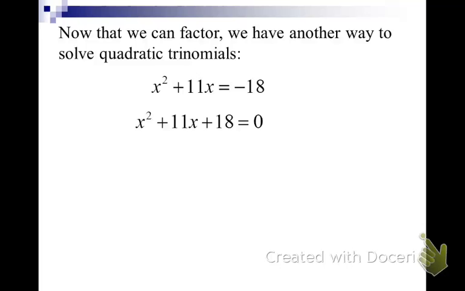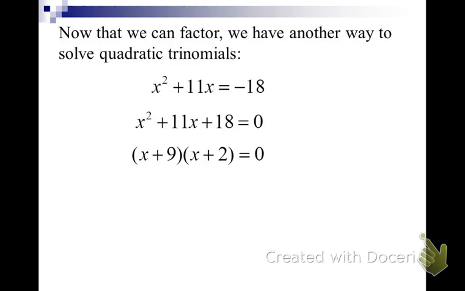Now once I get that 0 on the right side, I'm going to do exactly the same method as I've been doing before, which is to say I'm going to find the two numbers that multiply to positive 18 and add to negative 11. What two numbers multiply to positive 18 and add to negative 11? Well, the two numbers are negative 9 and negative 2. 9 times 2 equals 18, and 9 plus 2 equals 11.